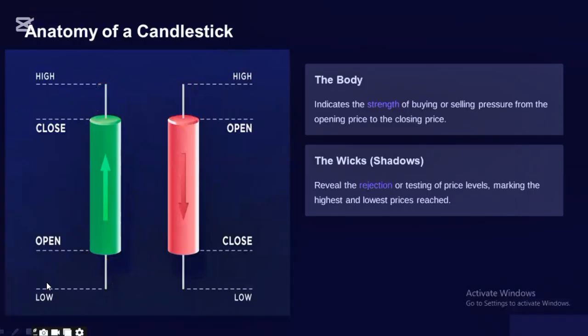So that is the wick or the shadow. That is what we explained not too long ago. It reveals rejection or testing of a price level. Please pay attention. It marks the highest and the lowest price reached. Now, this is the wick here.